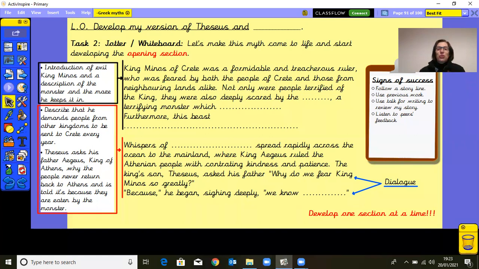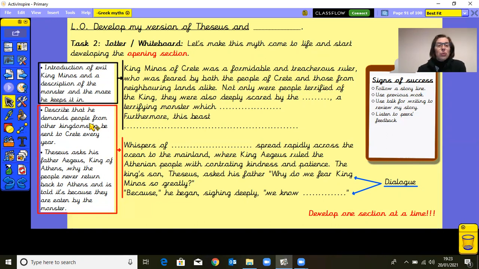Amazing job, Year 5. I'm sure you all managed to repeat and to rehearse your story, so great job. Now, we're going to start developing the opening section. So you might remember that in my plan yesterday, I had these notes in my opening section. First point was the introduction of evil King Minos and the description of the monster. And then we had 2 other points. So what I did, I thought I would develop the first point itself, and then I would group these 2 points together and we'll develop them.